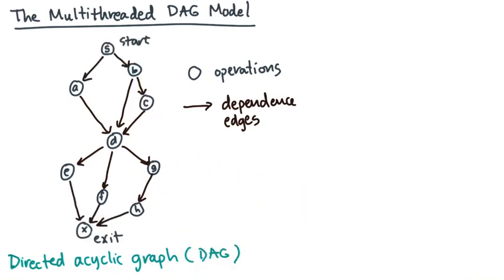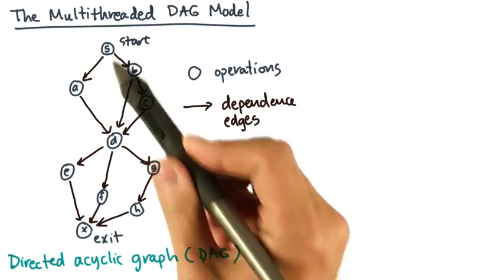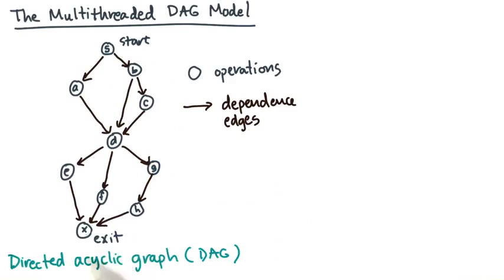Now, to keep things simple, I'll always ask you to assume that there's exactly one starting vertex and one exit vertex. So in this example, here's the start, and here's the exit. And of course, if you have a DAG and there are no such start and exit vertices, it's pretty easy to add them.